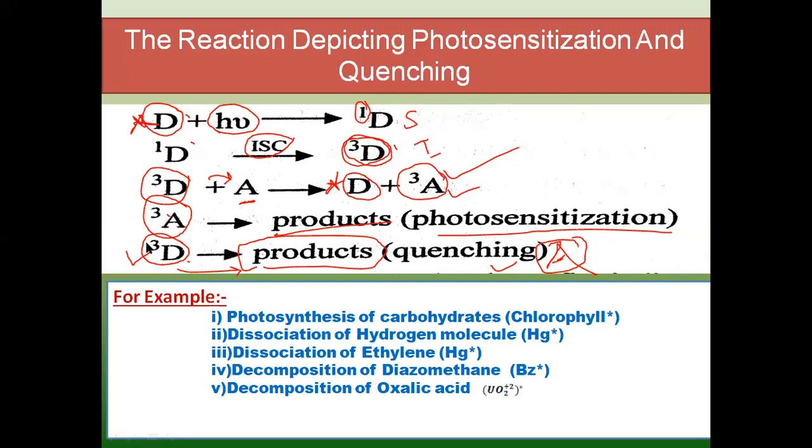So the next point here, we are going to discuss some examples of photosensitization reactions. Okay, so there are some reactions given: photosynthesis of carbohydrate, dissociation of hydrogen molecule, dissociation of ethylene molecule, diazomethane and oxalic acid, meaning various decompositions of molecules, and photosynthesis. We are going to discuss them one by one. Okay, so next.